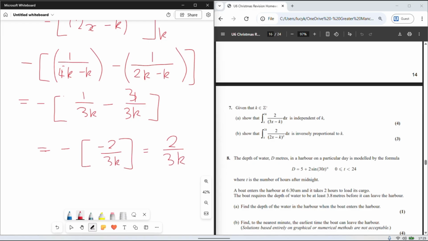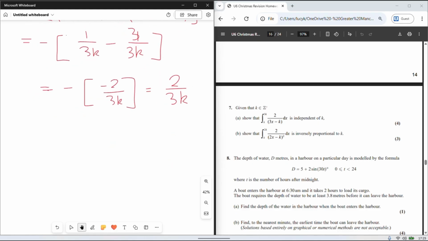So that is inversely proportional to k, because it's basically in the form of a constant times 1 over k. So let's put our little explanation in there. Again, I'm going to be as explicit as I possibly can, just to make sure that I am extra clear about it. Make sure you do write a little explanation. Don't just stop there. Say why. Why is that inversely proportional to k?